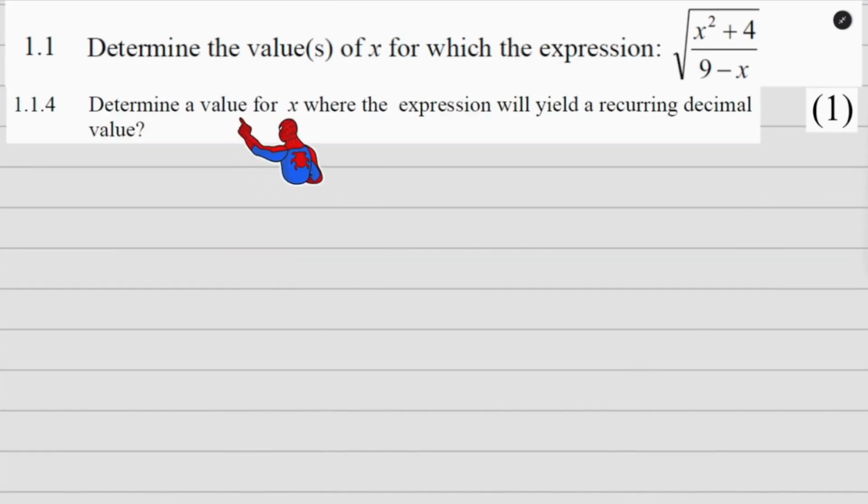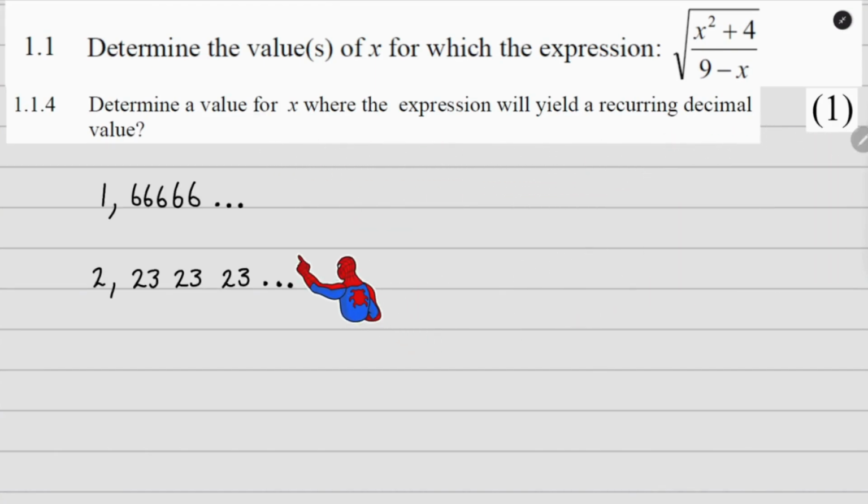Next question asks, determine a value of x for which the expression will yield a recurring decimal value. So recurring means repeating, and decimal value, let me show you what a recurring decimal value is. So it's something like this, 1.6666, and then that goes on forever. Could even be 2 repeating numbers, 2.232323.